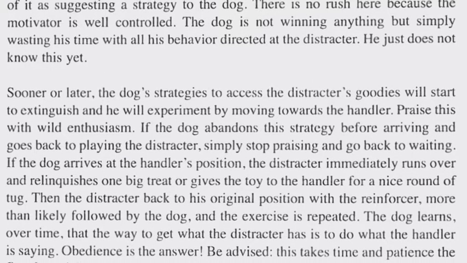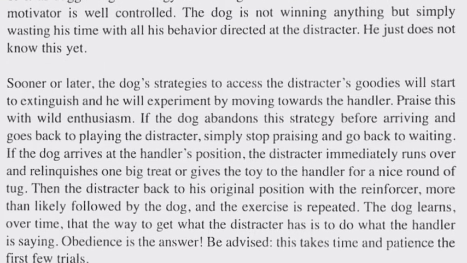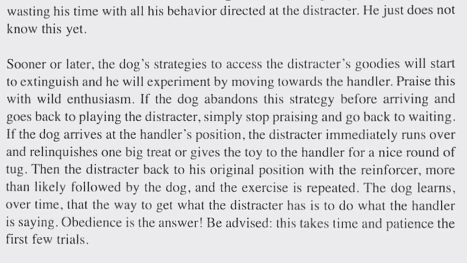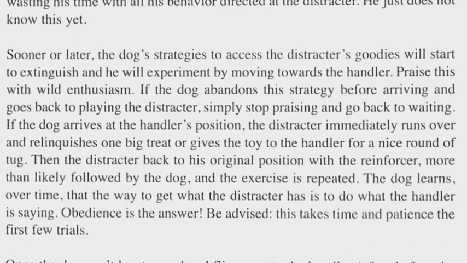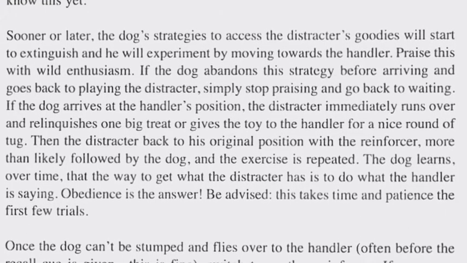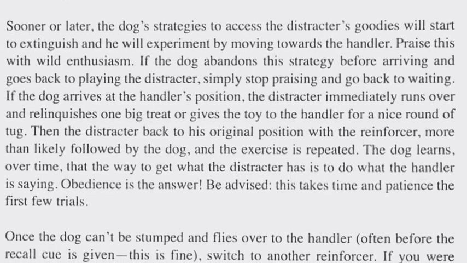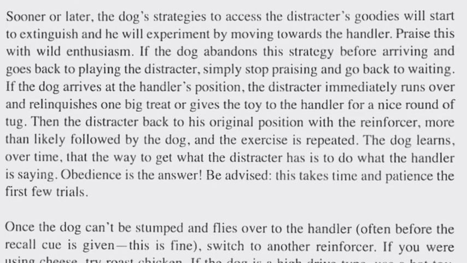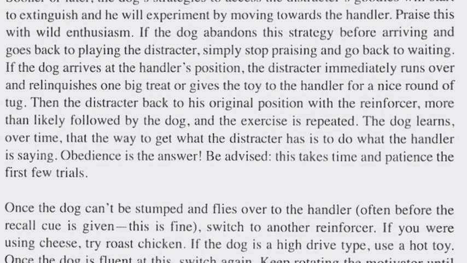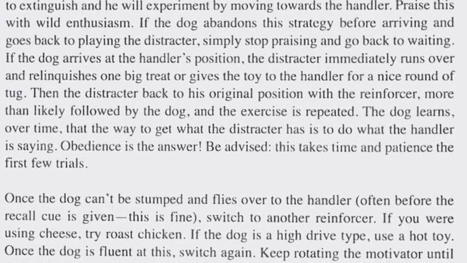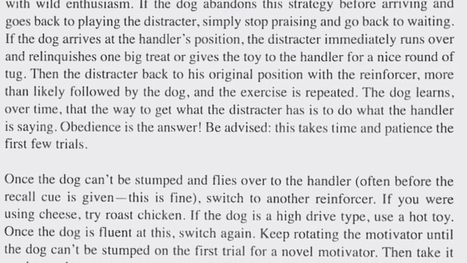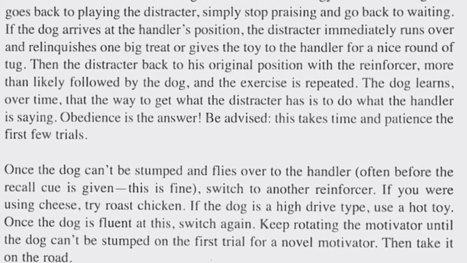If the dog abandons this strategy before arriving and goes back to playing the distractor, simply stop praising and go back to waiting. If the dog arrives at the handler's position, the distractor immediately runs over and relinquishes one big treat or gives the toy to the handler for a nice round of tug. Then the distractor goes back to his original position with the reinforcer, more than likely followed by the dog, and the exercise is repeated. The dog learns over time that the way to get what the distractor has is to do what the handler is saying. Obedience is the answer. Be advised, this takes time and patience the first few trials.